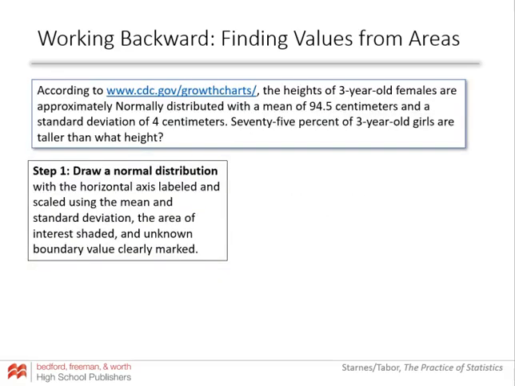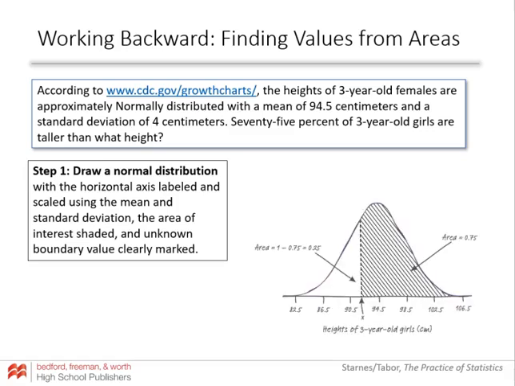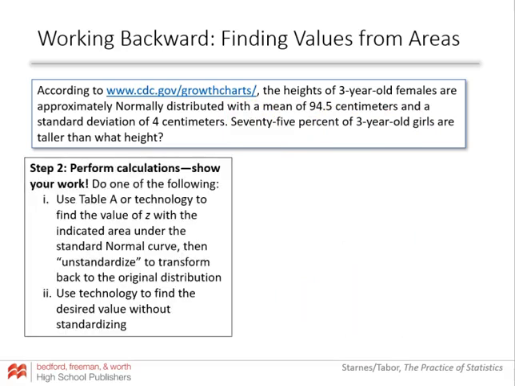Okay, so here we have some information about the height of 3-year-old females, and we want to know 75% of 3-year-old girls are taller than what height? Okay, so I draw my curve. The mean is 94.5, standard deviation is 4, so these numbers are going up and then down by 4. I want to know what number here, x, would give me an area to the right of 0.75, because that would mean 75% of the girls are taller than whatever this value of x is. Okay, so one thing is we can standardize, or we can use technology without standardizing.